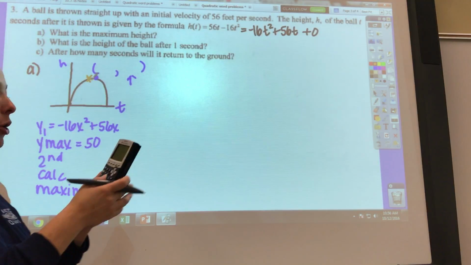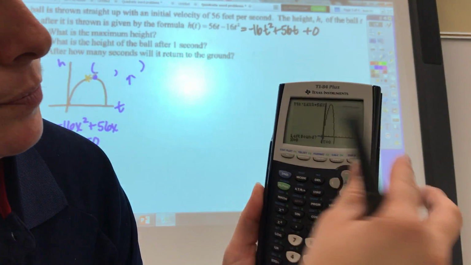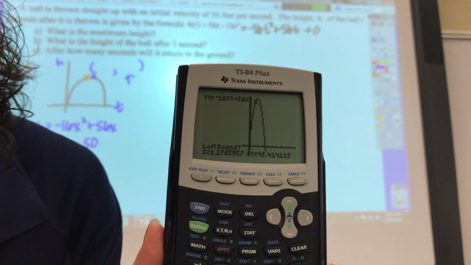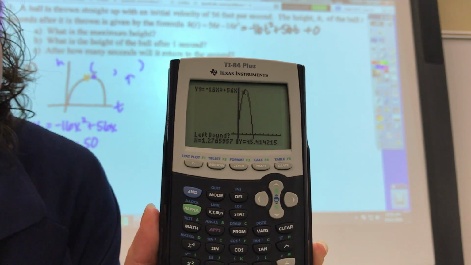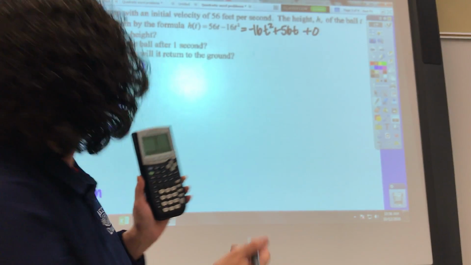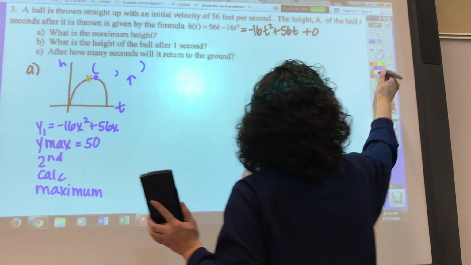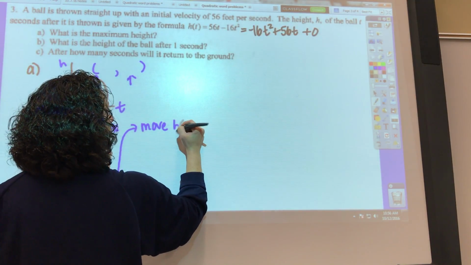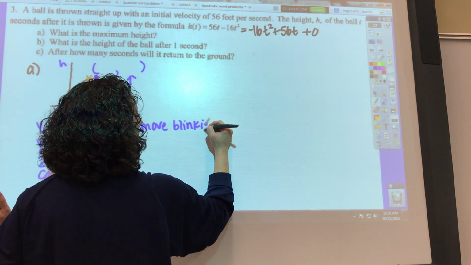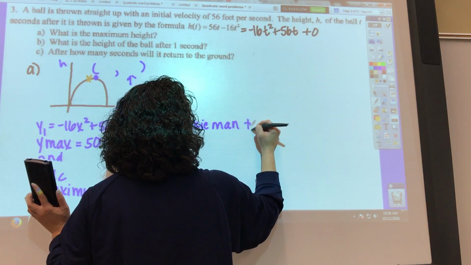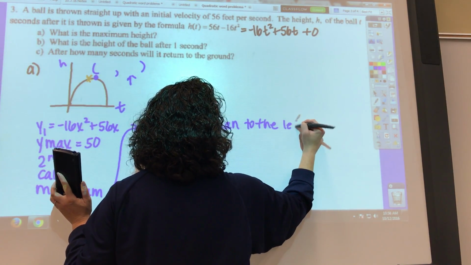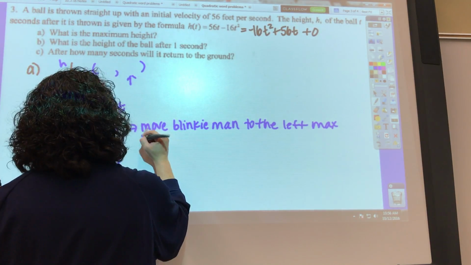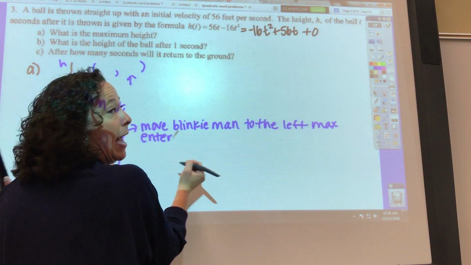So right now, you're going to move Blinky. Now, he's right there. So I'm going to hit the right arrow and move him to the left of that maximum point. Once I move Blinky to the left, because it says left bound, I hit enter. So your next step here is move Blinky Man to the left of the max point, okay? And hit enter. Then it's going to say right bound.